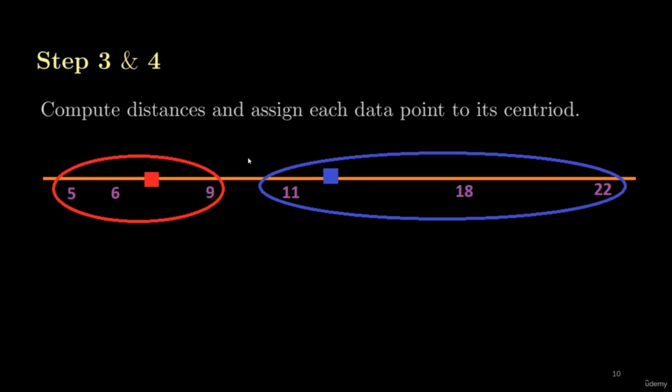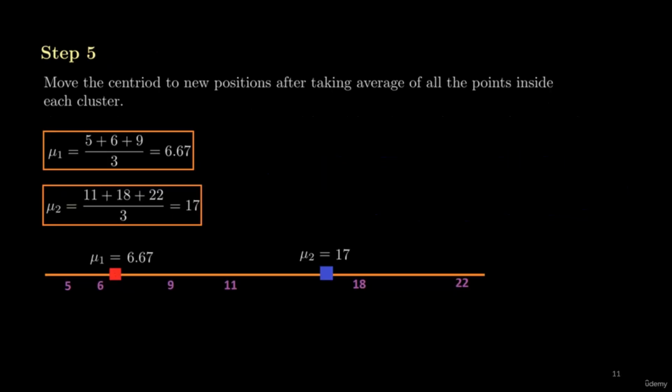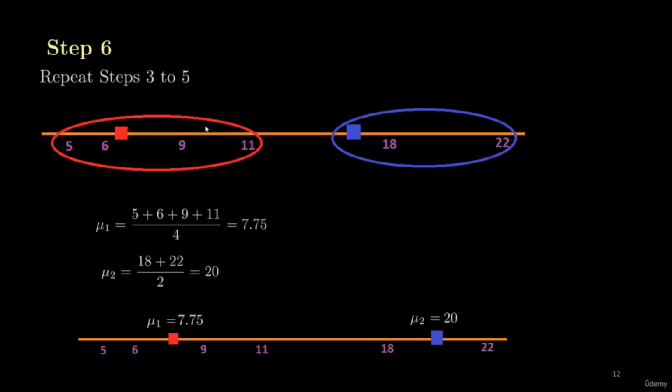Now the centroids of the clusters have moved according to the mean of the data points. With this new shift of the centroid, this 11 will move to cluster 1 because the distance of this 11 is now less with the cluster 1 centroid as compared to the centroid of cluster 2. Here is the new grouping, or new clustering. Now the 4 data points are in cluster 1 and 2 data points, 18 and 22, are in cluster 2.